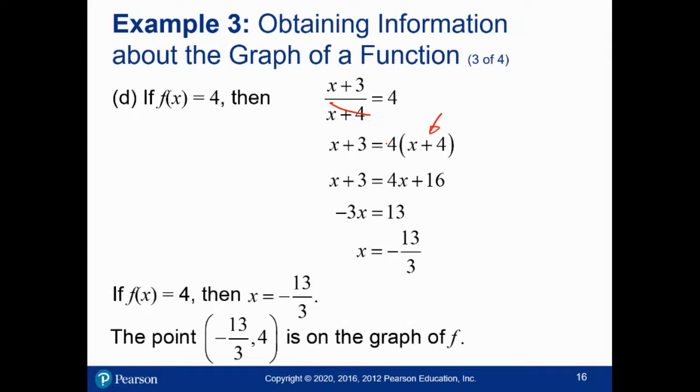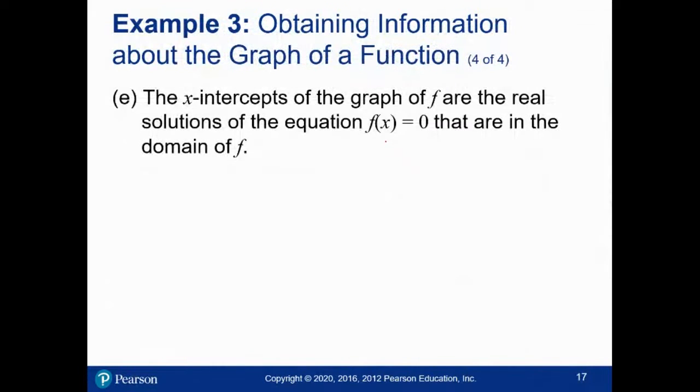So negative 13/3, 4 is on the graph. Next, find the x-intercepts. So I just set y equal to 0. And I do the same thing, multiply both sides by x plus 4, but then 0 times x plus 4, well, that's just going to be 0.